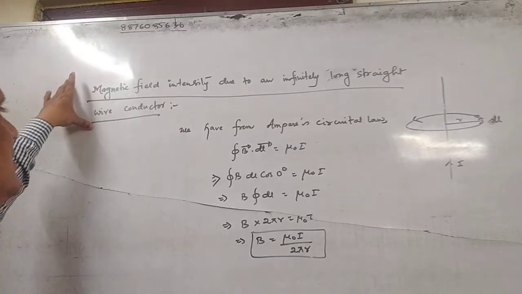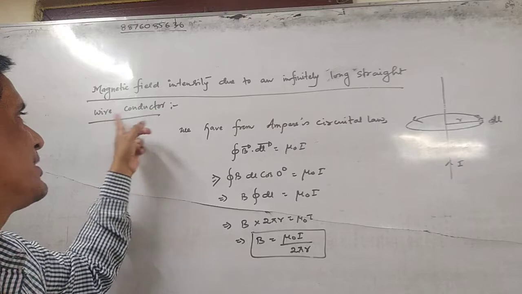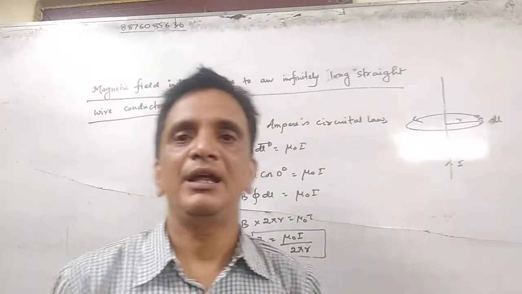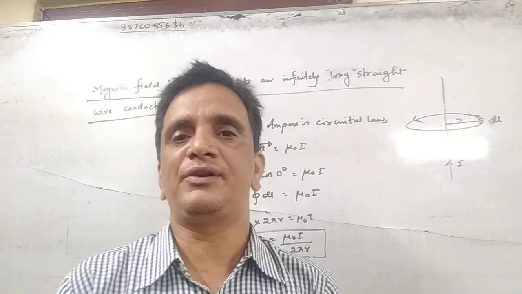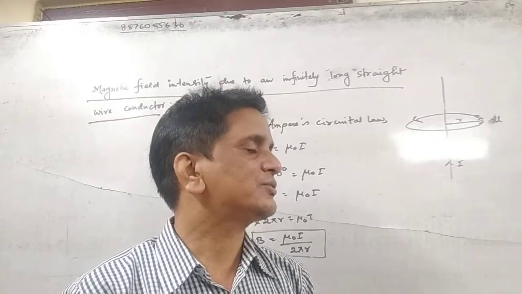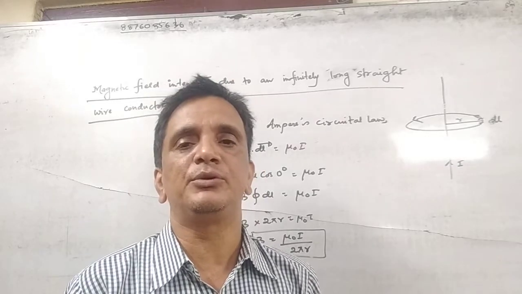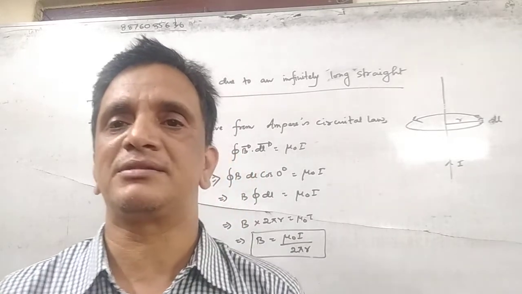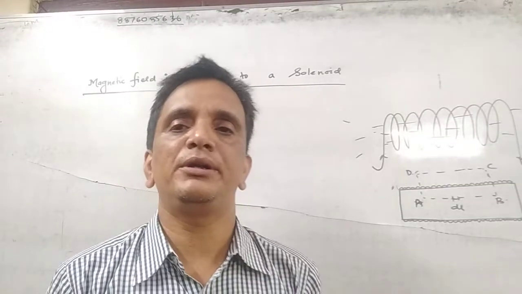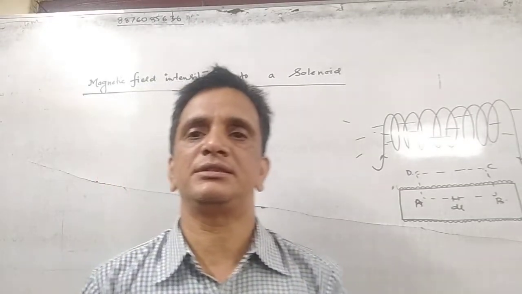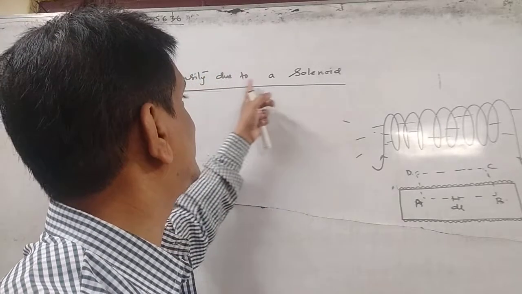First application: what is the magnetic field intensity due to an infinitely long straight wire conductor. And the next application is how can you find out the magnetic field due to a solenoid, and how can you find out the magnetic field due to a toroid. There are two applications that I will discuss. Now we are going to find out magnetic field intensity due to a solenoid.